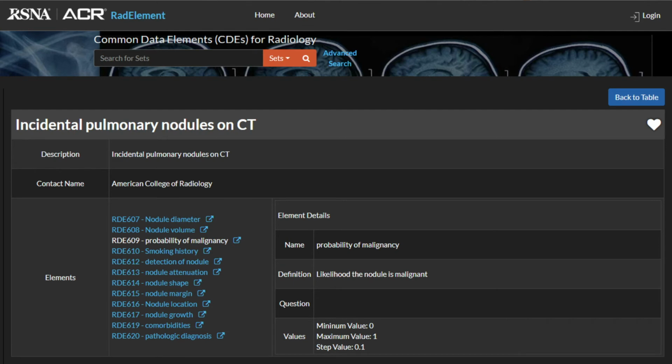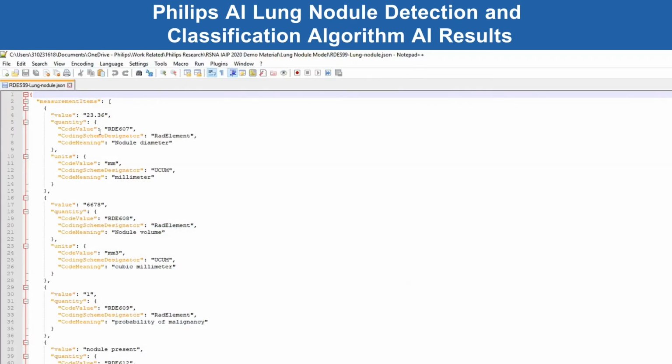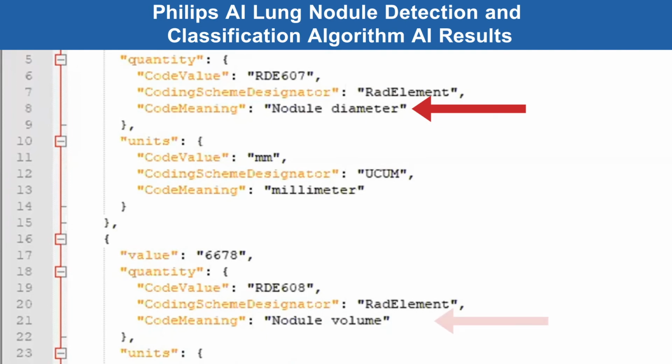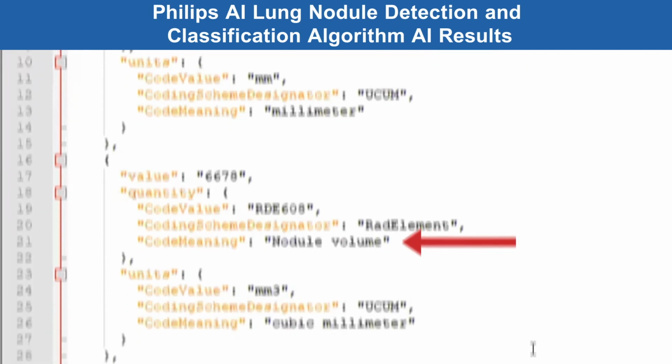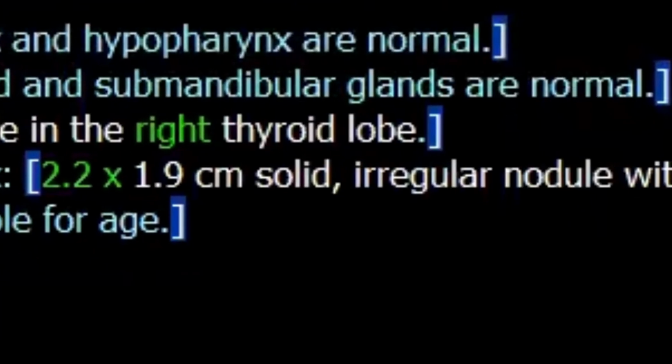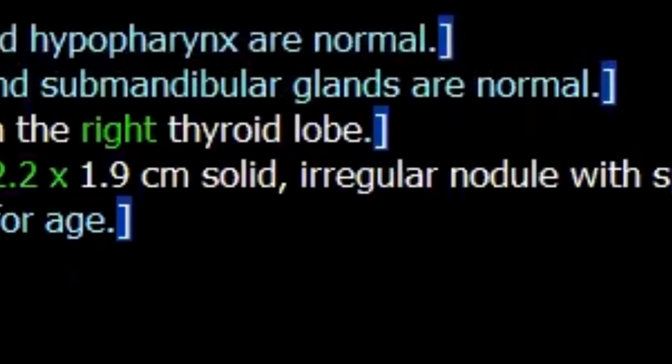The classification of this nodule, as determined by the AI, is contained within the probability of malignancy, which conveys the model's estimate of the likelihood that the reference nodule is malignant. Actually, all of the information from this Philips AI algorithm is machine-readable coded data. That's really important because the incorporation of CDEs into this workflow facilitates the direct integration of these AI results into the report and then into the EHR.